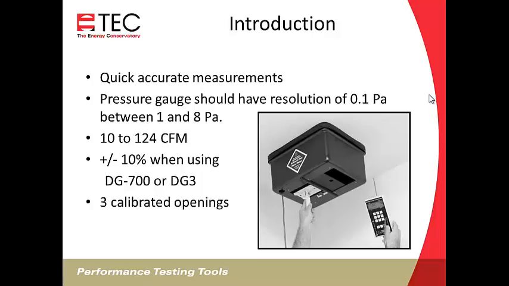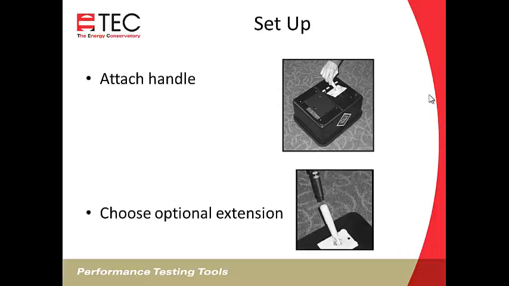It has 3 calibrated openings, so you adjust the openings based on the amount of flow you're expecting. And it has a handle that velcros on to the box. Some of our older ones originally had a handle with a suction cup, but we got away from that, and now we have a handle that velcros onto the box, and we do sell those separately if you're looking for something like that.